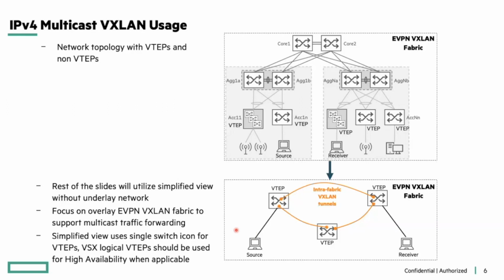In the simplified view, I use a single switch icon for VTAPs. VSX logical VTAPs should also be used for high availability when applicable. For example, where it's a border, you should use VSX logical VTAPs. But if it's an edge access VTAP, typically it's a VSF stack or just a single 6400 chassis.